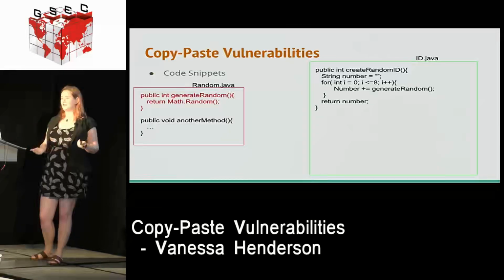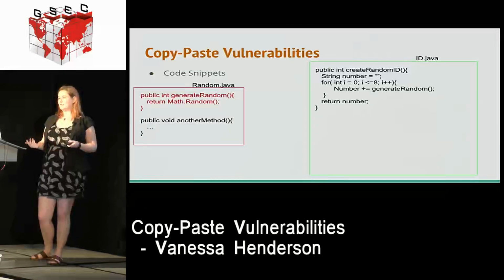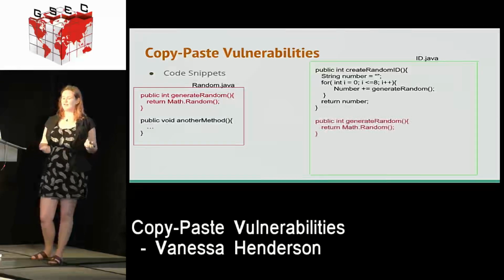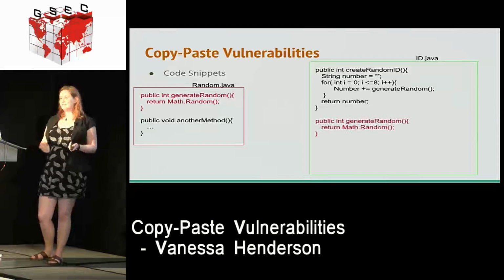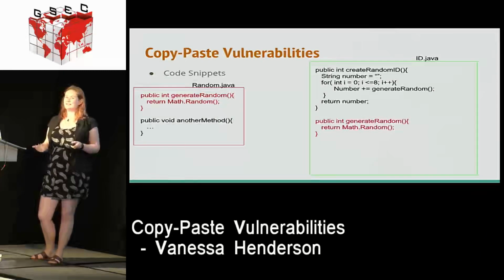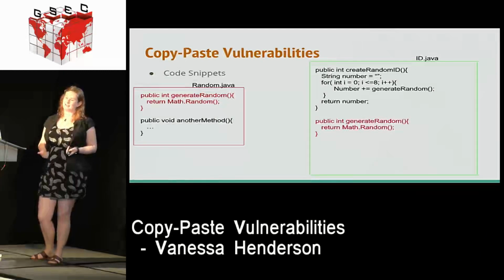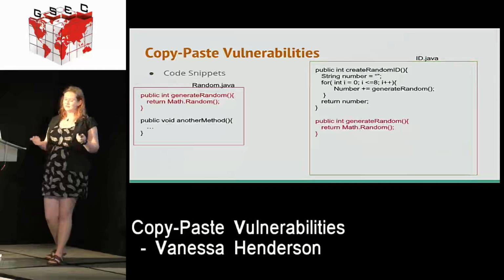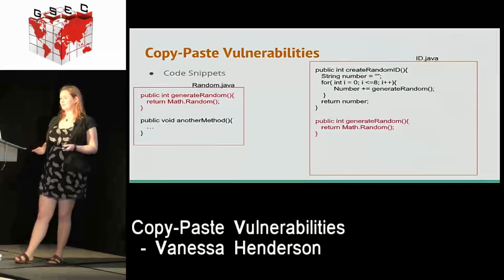So here, I'm trying to generate a random integer to use as an ID, and I didn't know how to generate a random number. And so I take math.random to do this. But at the time, I didn't know that math.random isn't actually true random. It will repeat eventually, and therefore I could get collisions on my ID numbers. And therefore, my id.java is now vulnerable.